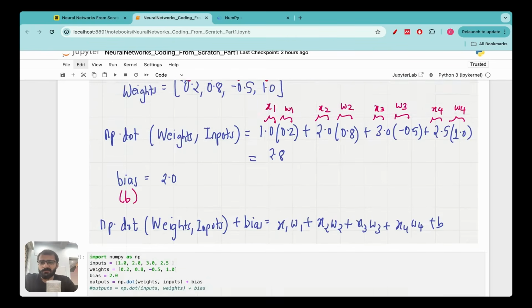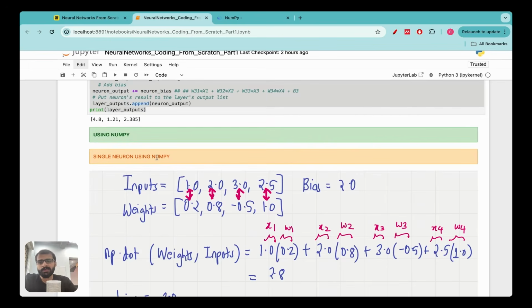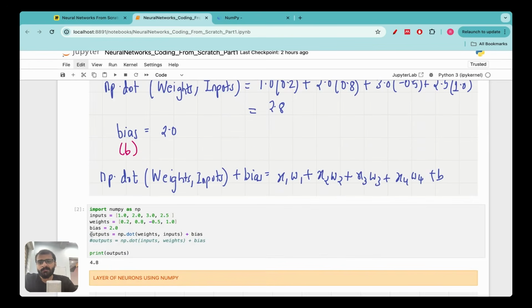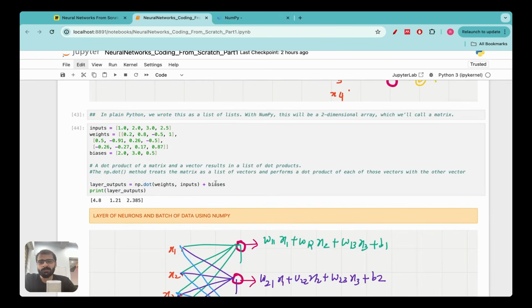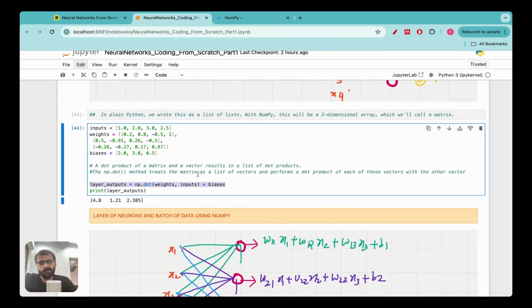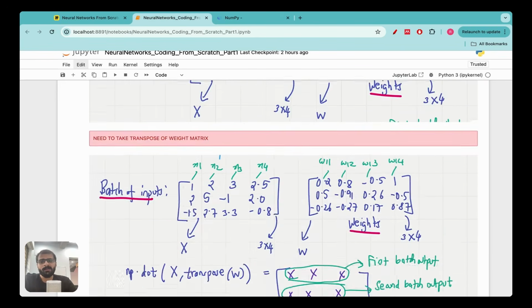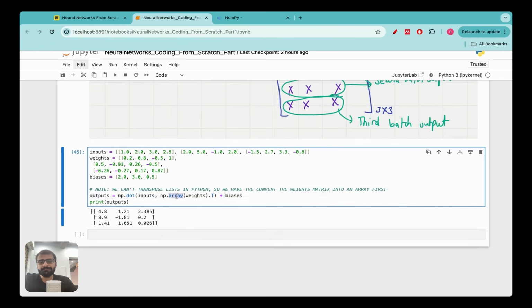We have looked at three different things today. We have looked at coding a single neuron using numpy. For that, only one line of output code has to be written. Then we looked at coding a layer of neurons using numpy. For that also, only one line of output needs to be written. Then we looked at coding a batch of data coming into a layer. Even for that, one line of output is sufficient. This is usually the kind of efficiency which is brought in when you start understanding matrices and linear algebra.